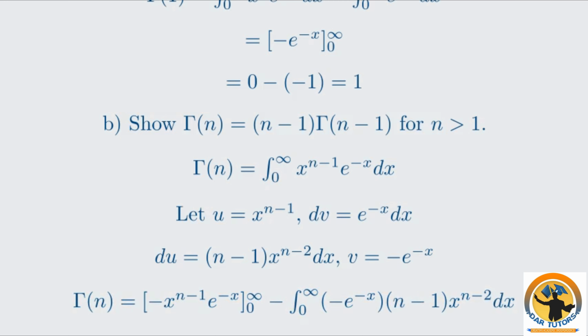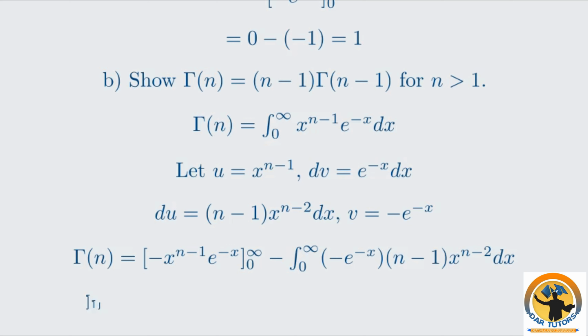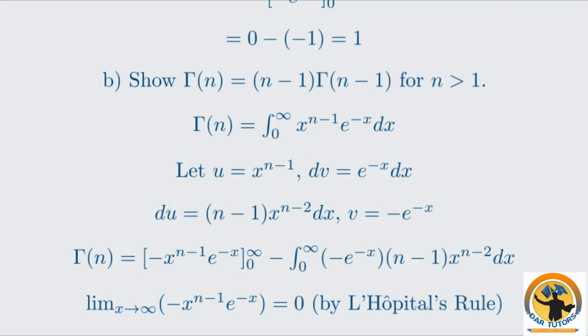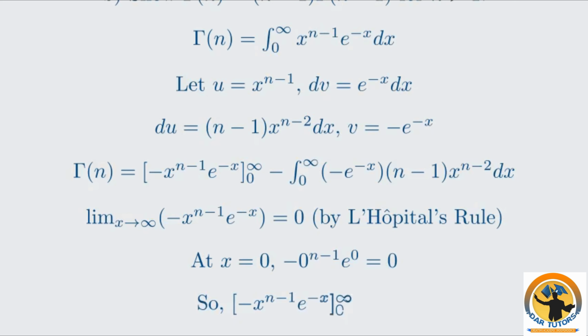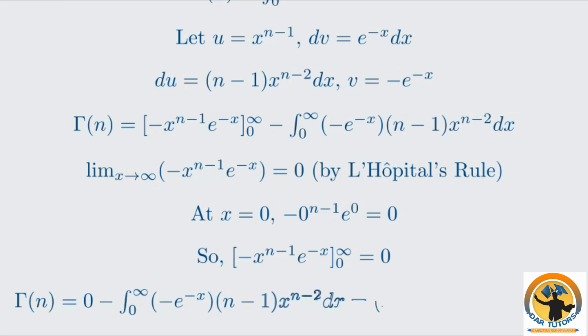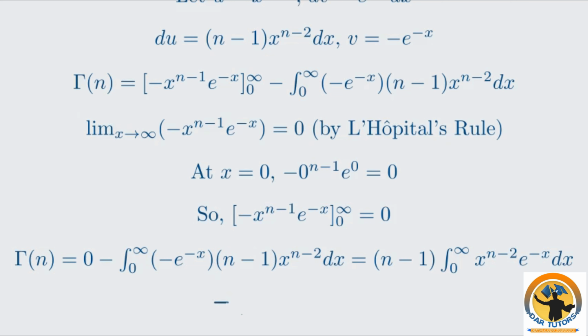Let's evaluate the first term, the limit term. As x approaches infinity, x to the n minus 1 times e to the negative x approaches 0. At x equals 0, the term is 0, so the limit term is 0. Now let's look at the second term. We can pull the constant n minus 1 out of the integral. The remaining integral is exactly the definition of gamma of n minus 1. This proves the recursive relationship.